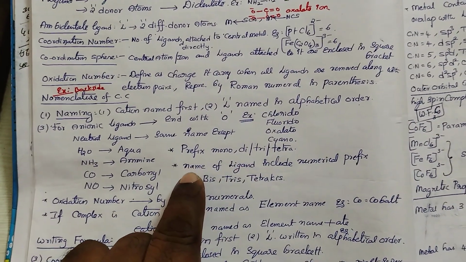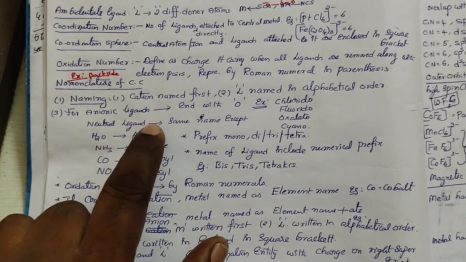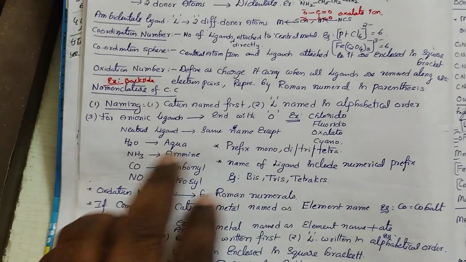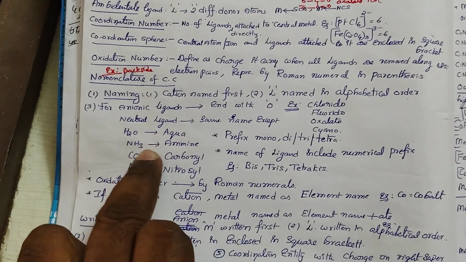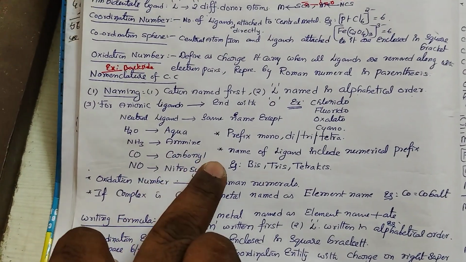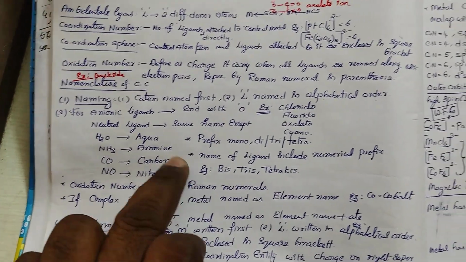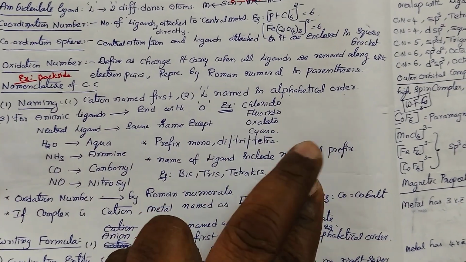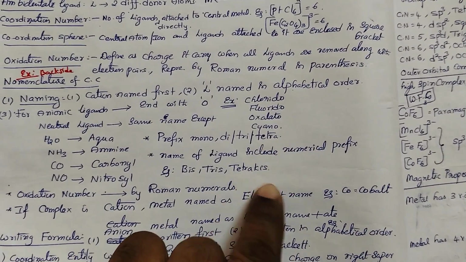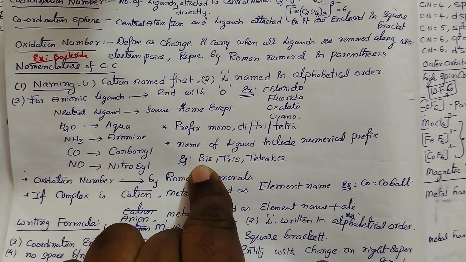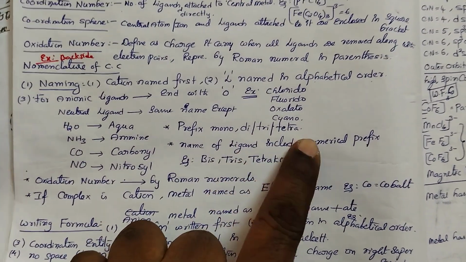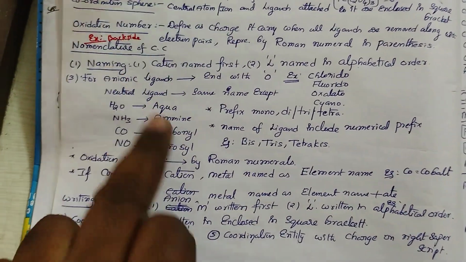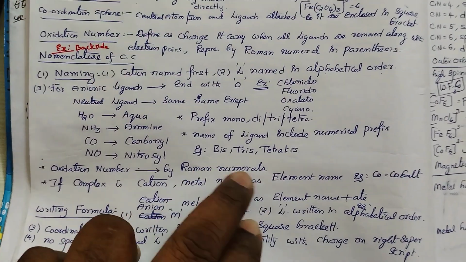Neutral ligands are named with the same name, except water is aqua, ammonia is ammine, CO is carbonyl, NO is nitrosyl. If a ligand itself includes a numerical prefix and is repeated, 2 times is bis, 3 times is tris, 4 times is tetrakis. And the oxidation number is always represented by Roman numerals.